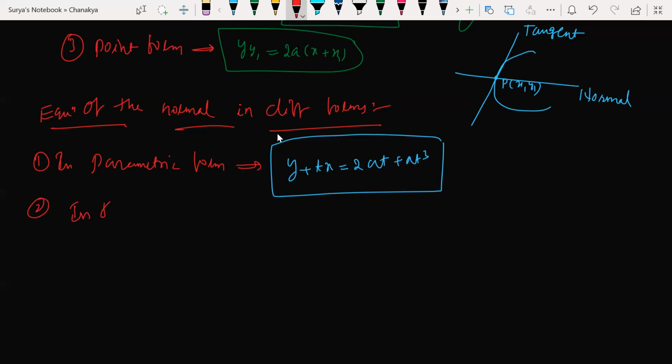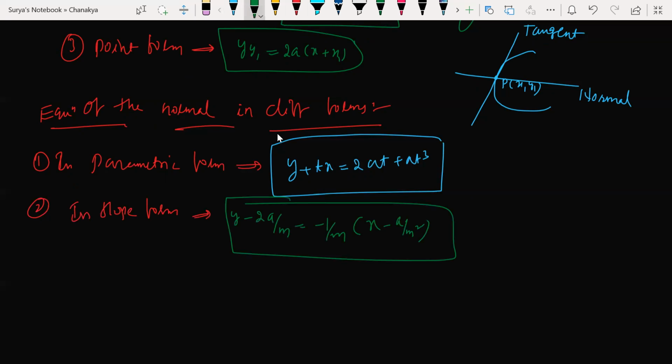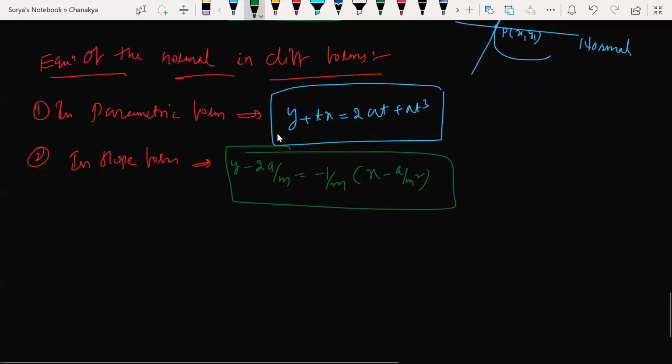Yes. In normal form, in slope form, means somewhere I'll be including the m value, m. So y minus 2a by m is equal to minus 1 by m times (x minus a by m squared). What is this? This is my slope form normal equation. Okay beta? Any doubts here? Any doubts, children?